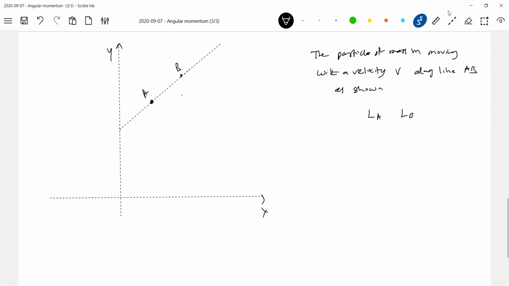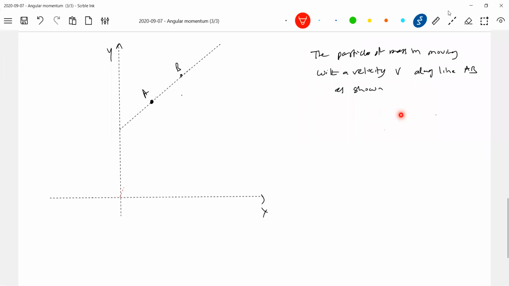So LA greater than LB, or LA less than LB? Can any relationship be determined? Just now we have discussed the basic things, no? So apply that concept. I'll stick to the basic definition. The particle, about what point? Angular momentum LA, LB about the origin.